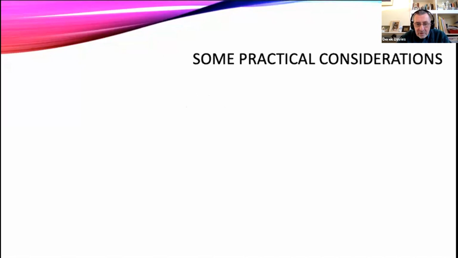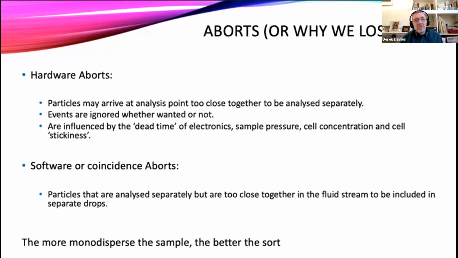And I said we'd talk about a couple of specific practical considerations, a couple of which have already been mentioned as we've gone along. And one of them is this whole concept of aborts or losing cells that we could potentially sort. And this is quite important in sorting, particularly if you're sorting a rare event. You want to make sure that you give yourself the best chance of recovering all of those cells. You don't want to lose them for reasons that we could avoid.